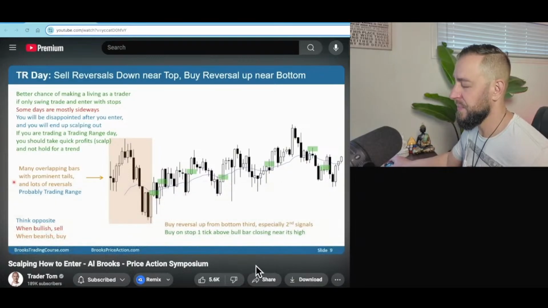When you're trading in a trading range, you're looking to buy a reversal up in the bottom third, especially if there's a second signal. Here's the first reversal, and here's the second signal. You buy it on a stop 1 tick above a bar closing near its high. That's what a stop entry trader will do in a trading range day. And bears will do the opposite. They're looking to sell a reversal down in the upper third of the range, preferably below a bar closing near its low. And a second consecutive signal is a higher probability trade. First reversal, second signal here. And they're taking quick profits.